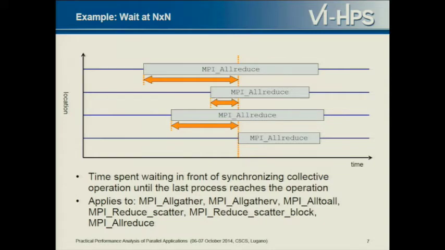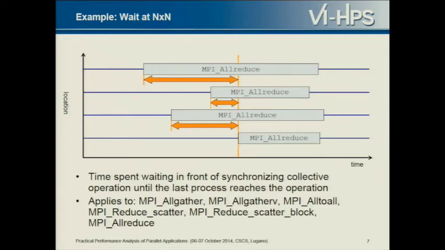So in principle, the time on processes here before the last one enters the MPI all reduce is waiting time, which in principle could have been used for something else before going into this blocking operation. We call this pattern wait n by n because it's a collective operation involving all the processes, and any of the processes that join the collective operation before the last one accumulate waiting time.